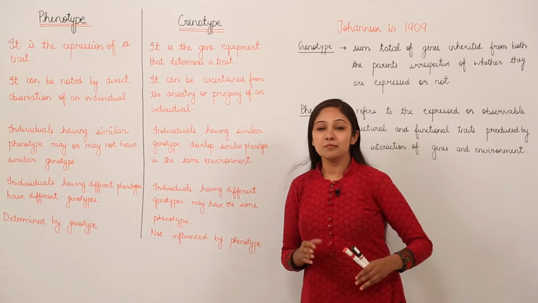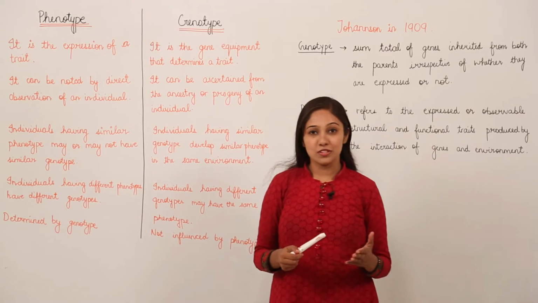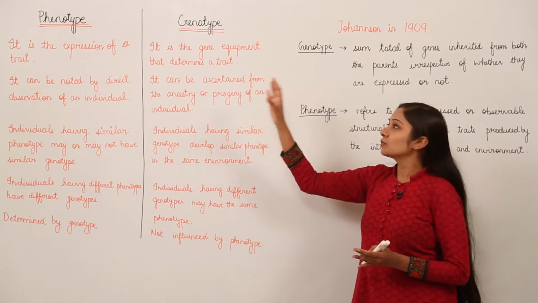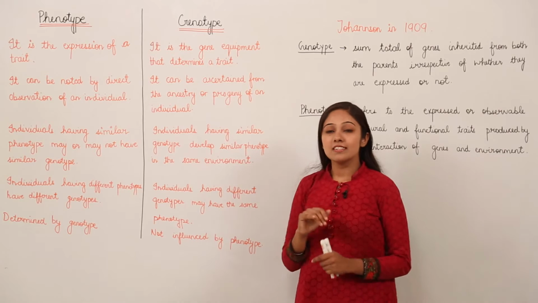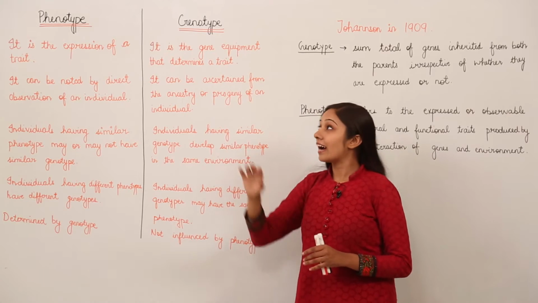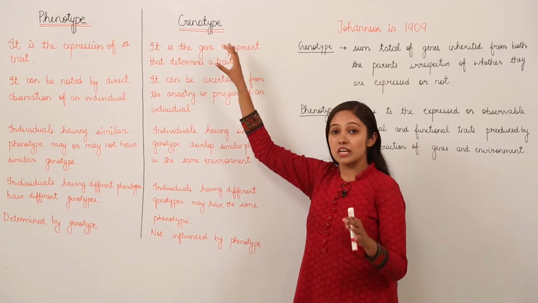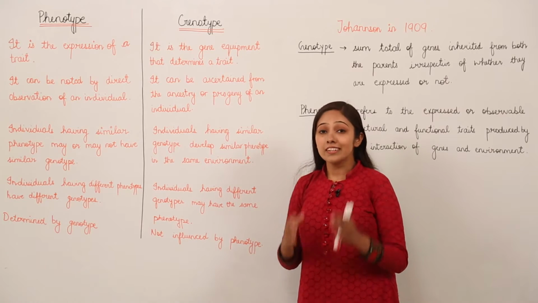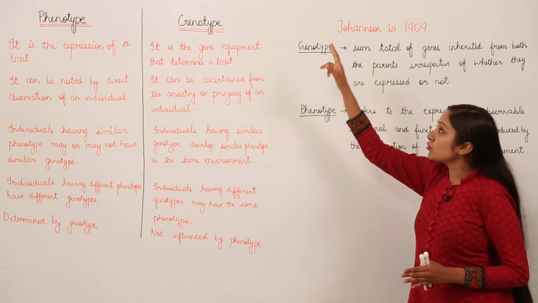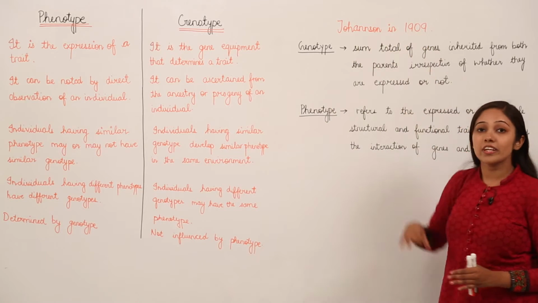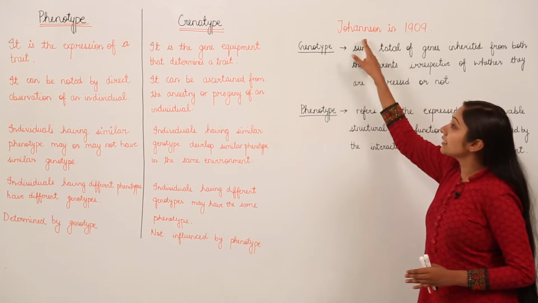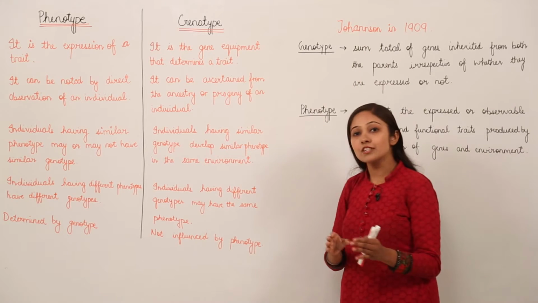Now let us discuss the basics of genotype and phenotype. As you all have come across these words many times, what is a phenotype or what is a genotype? Let's start with this concept, because the understanding of phenotype and genotype is very important when you are studying genetics. This concept of phenotype and genotype was given by Johannsen in 1909. So he formulated this concept of genotype and phenotype.